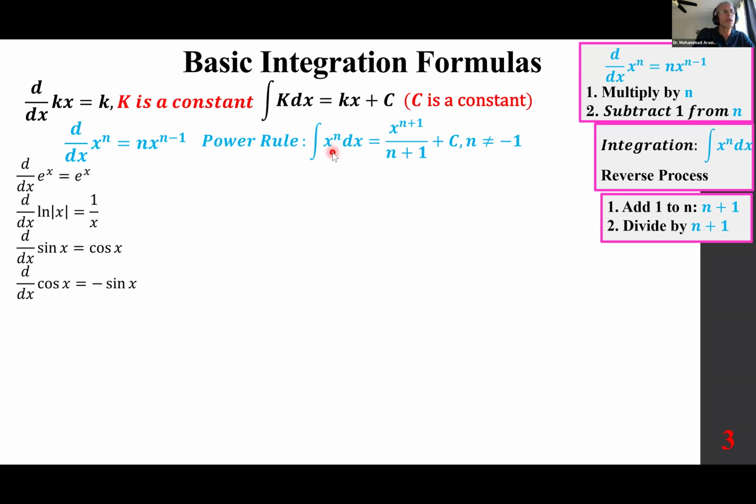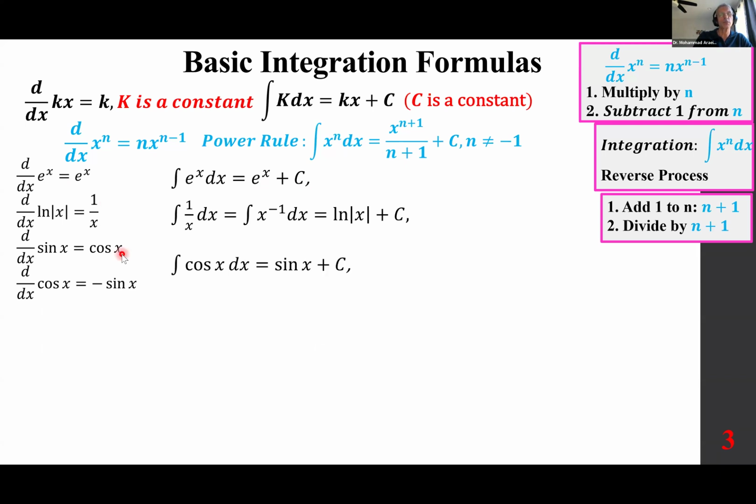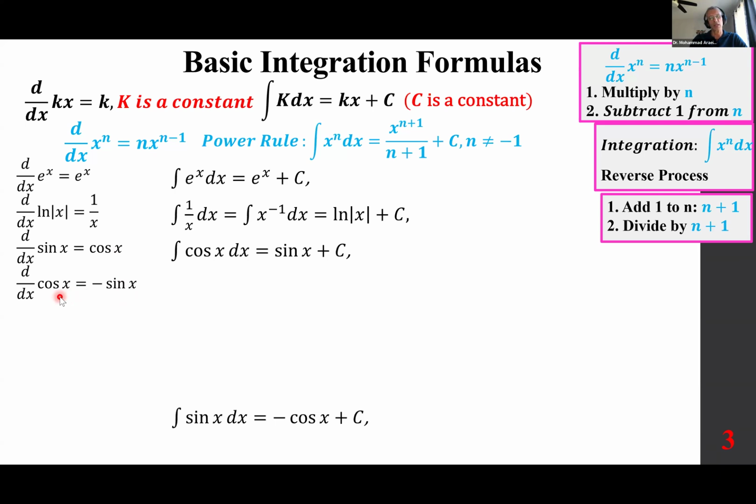Couple more. If the derivative of e to the power of x is e to the power of x, then the integral of e to the power of x dx must be e to the power of x plus a constant. If natural log gives us 1 over x, the integral of 1 over x dx must be natural log and a constant. If the derivative of sine is cosine, the integral of cosine x dx must be sine x plus c. If the derivative of cosine is negative sine, the integral of sine x dx must be negative cosine x and a constant.